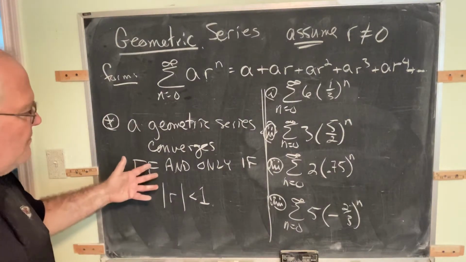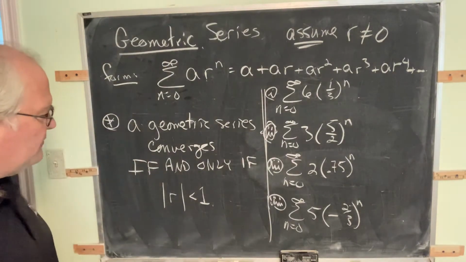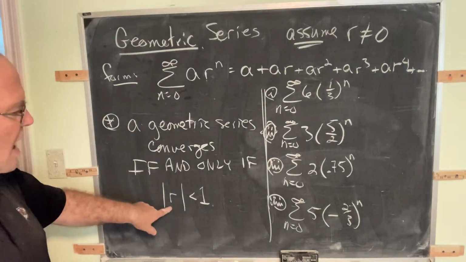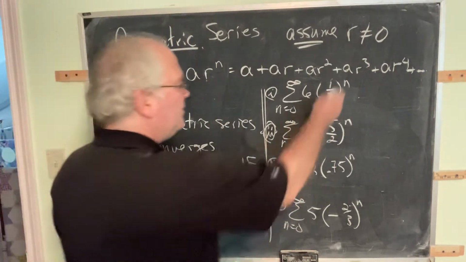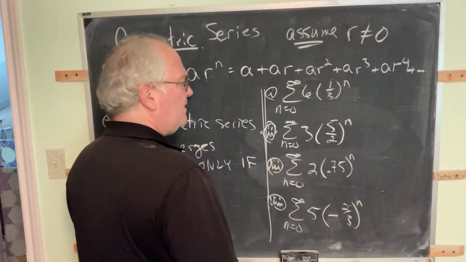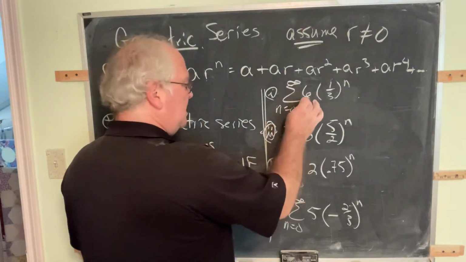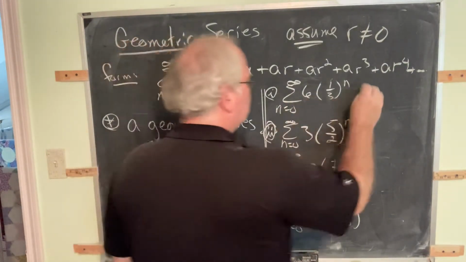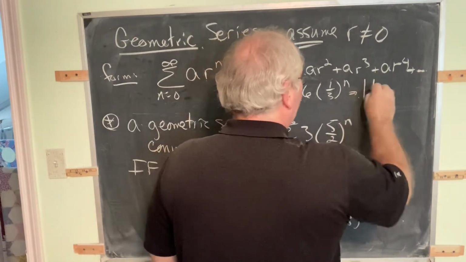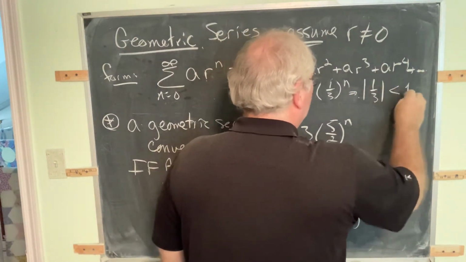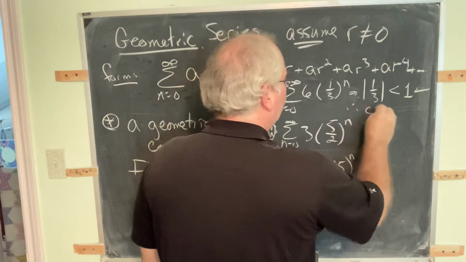Well, it's very easy. It turns out a geometric series converges if and only if the absolute value of the common ratio is less than 1. So if the question is, do they converge? Well, ignore the 6. That's irrelevant. Take R. So we would say the absolute value of 1/3 is less than 1. Yes, therefore this converges.